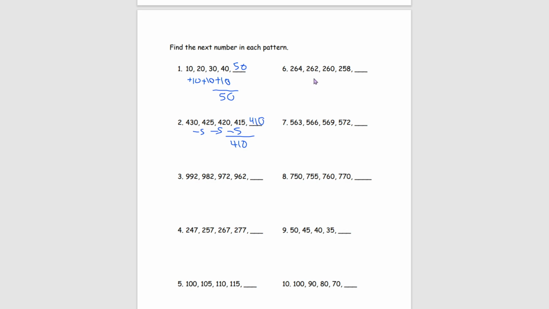So our answer for number 2 is 410. We can do the same thing over here on the other side, as we have 264, 262, 260, 258, and blank. And we're going to find the differences. From 264 to 262, we have minus 2. From 262 to 260, we have also minus 2. And from 260 to 258, we have minus 2. And we can see that our pattern is minus 2, meaning to find our blank, we're just going to subtract 2 from 258, which gets us our answer of 256.